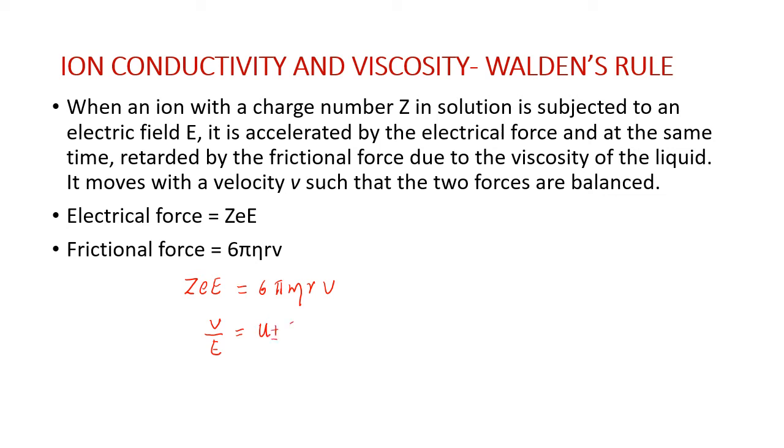Ionic mobility equals Z e divided by 6 pi eta into r.